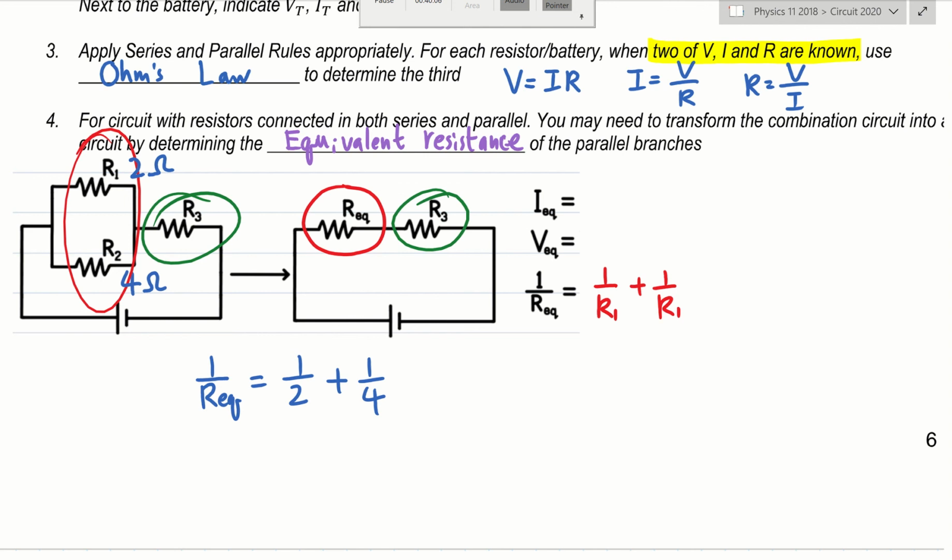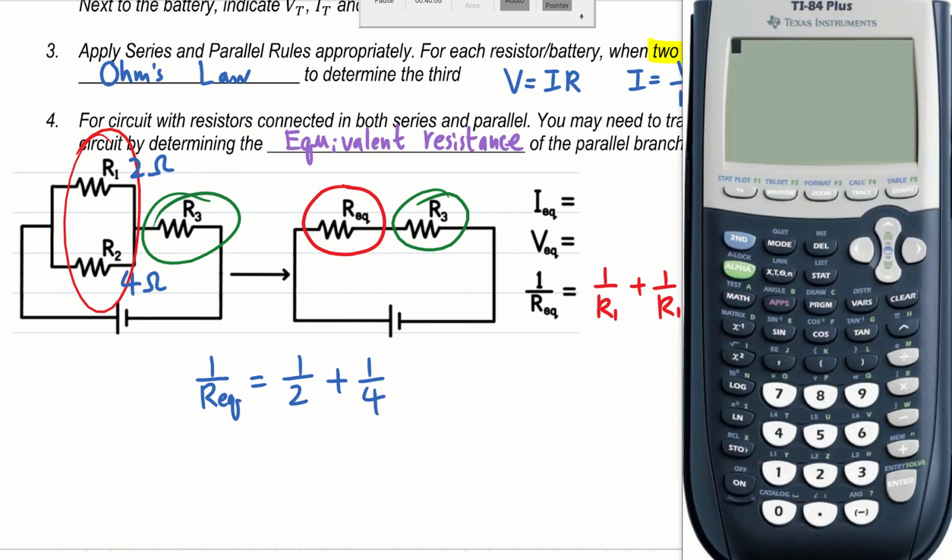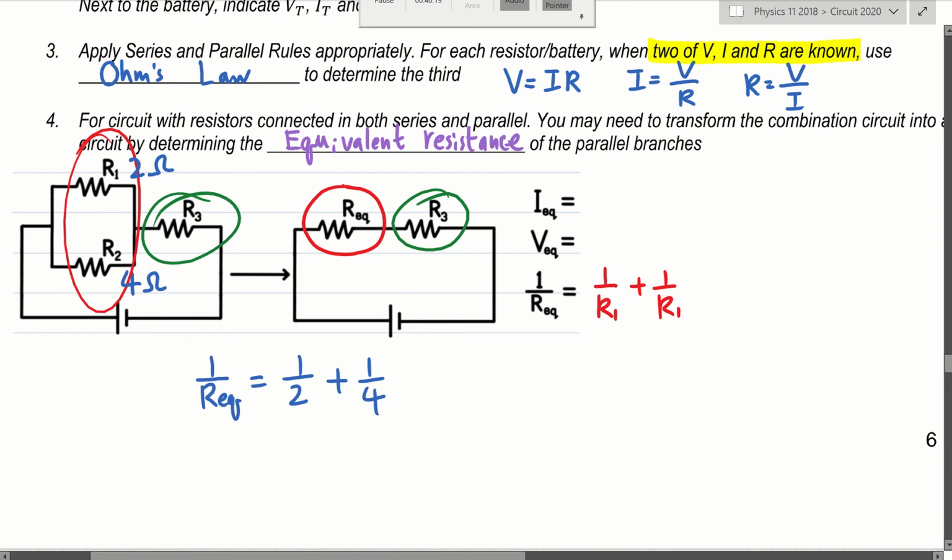So R1 is 2, R2 is 4. What happens is, use a calculator, just go 1 over 2, plus 1 over 4, and then that's 0.75. So you add them. Now the next step, you have 1 over R equivalent is equal to 0.75. And then you switch between these two terms. So your equivalent resistance is equal to 1 over 0.75.